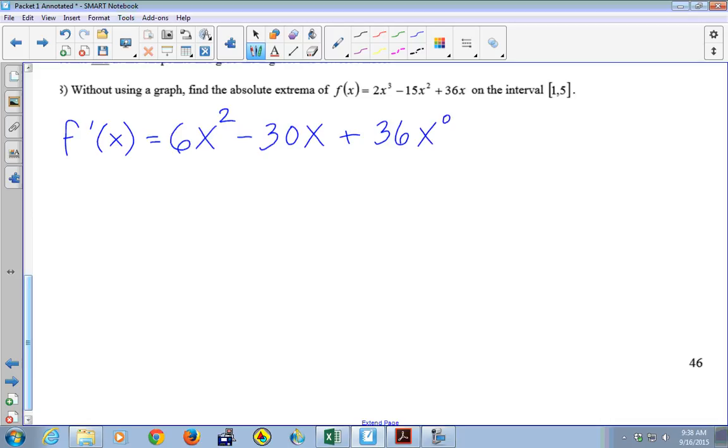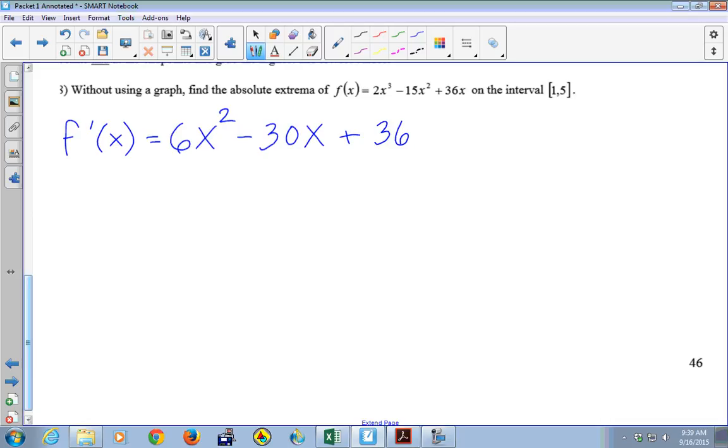But x to the 0 is what? 1, so I'm not going to write that. Just a fancy form of 1. Okay, so there's my derivative. I need to know anywhere that this derivative is 0 and anywhere that that derivative is undefined, because those are potential maximums and minimums. All right, so this is a quadratic function.